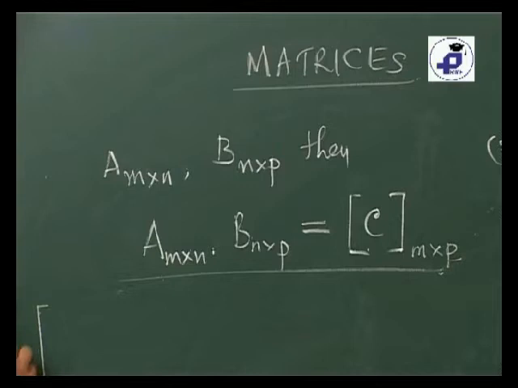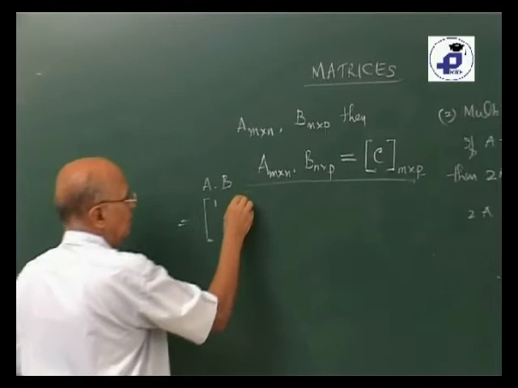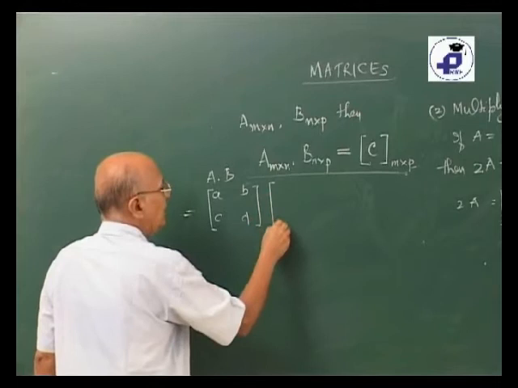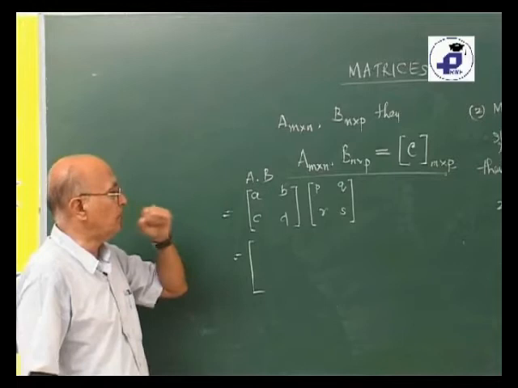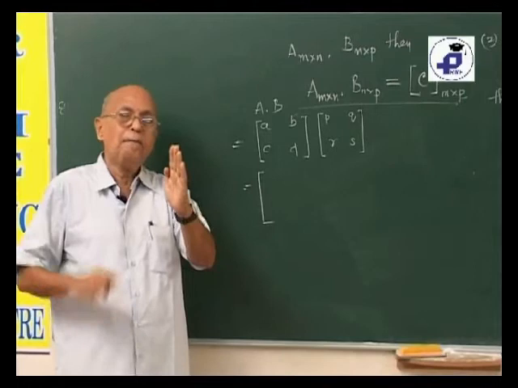I will write A into B, where A is the matrix A, B, C, D, and B is the matrix P, Q, R, S. How to multiply? If you study this, then there is no problem. You study this one. The rule is very simple. Multiply the columns of A by the rows of B.